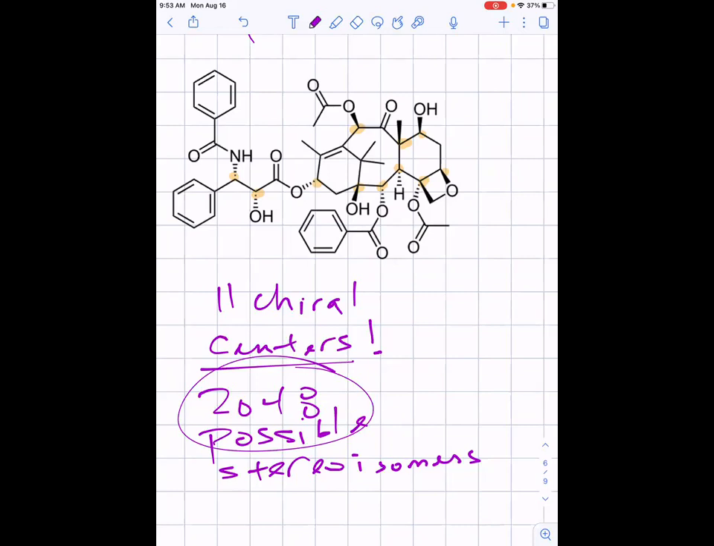All right, go ahead. How exactly did one of my colleagues take 11 and get 2048? What was the math that was done to get 11 to 2048? Oh, remember, the number of stereoisomers is 2 to the n. So that'd be 2 to the 11. Okay, understood. Great question.